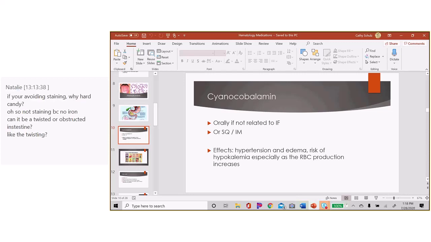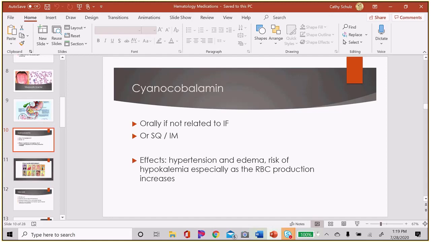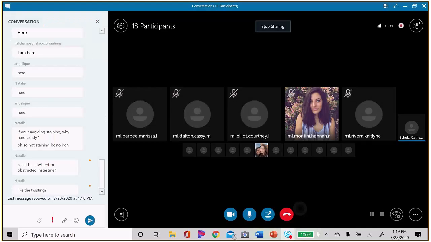So cyanocobalamin, I said it, it's hard to say, is B12, and it can be given orally if maybe the patient just isn't getting enough food with B12. But if the problem is related to intrinsic factor, oral supplementation isn't going to work.